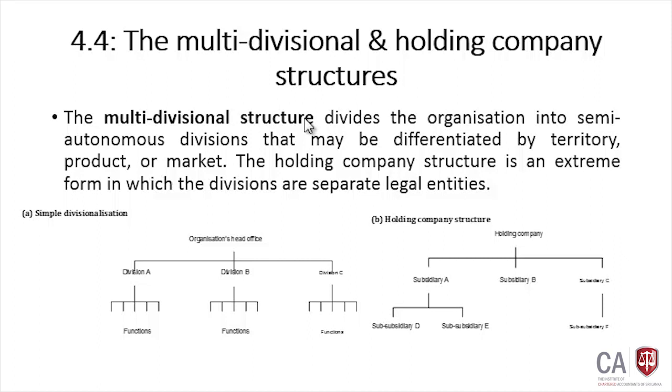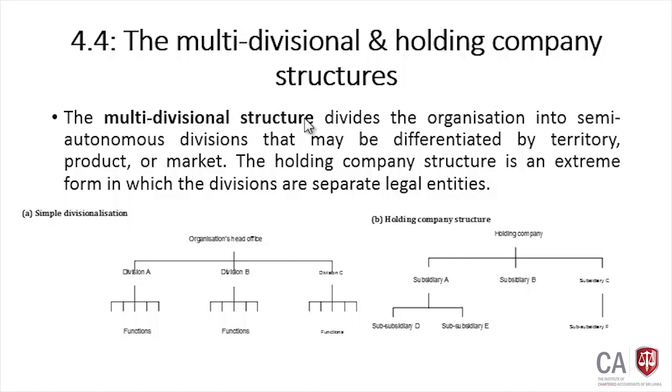The holding company structure is an extreme form in which the divisions are separate legal entities. Here the difference is each division is a separate legal entity, compared with the earlier example we discussed. In the earlier one you have divisions, but they are not separate legal entities. But in a holding company structure, the divisions you have identified are separate companies, separate legal entities in front of the law, right? Look at the holding company structure given.